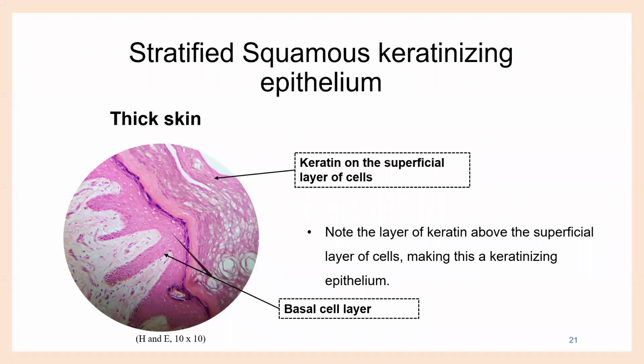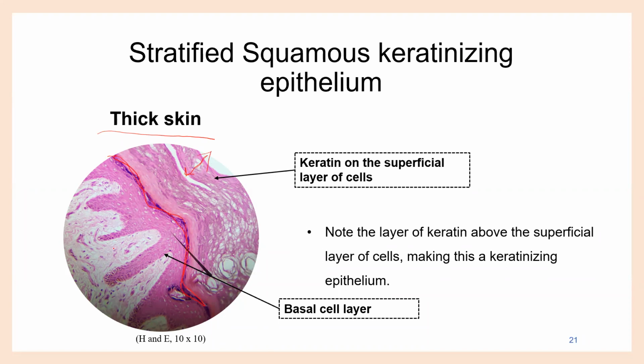So then coming on to stratified squamous keratinizing epithelium, you can see that there is a layer of keratin on the top. This is thick skin, where you have more layers. The stratum corneum and stratum lucidum, the lucid layer, are there in thick skin.